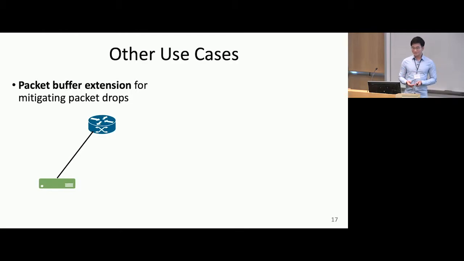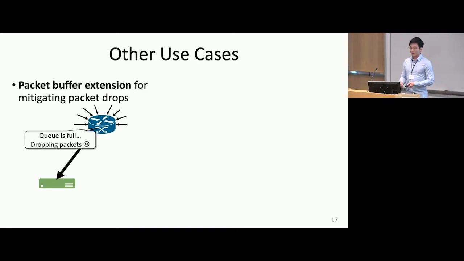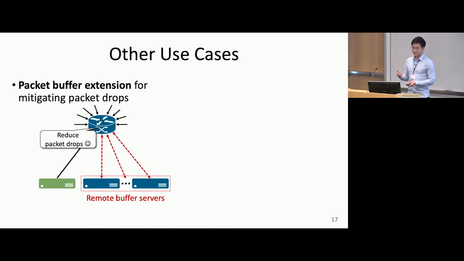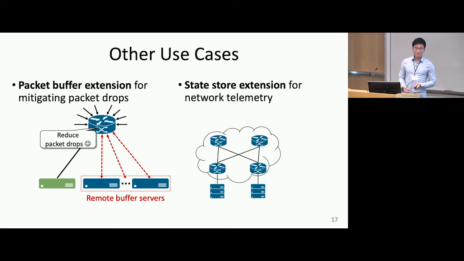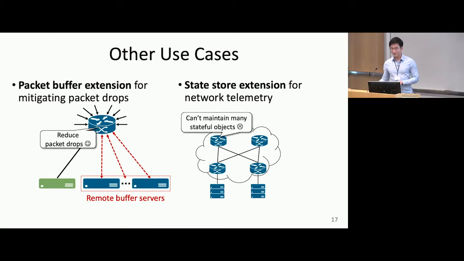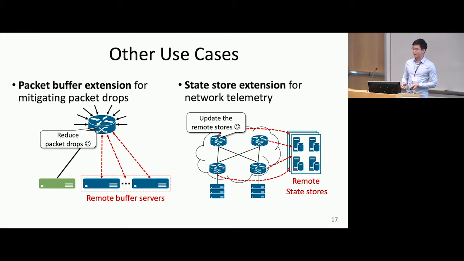As other use cases, we can use packet buffer extension to mitigate packet drops when incast happens by buffering and loading packets from remote packet buffer. Also, with state store extension, we can store flow state information such as per-flow TCP statistics to remote state stores when it needs to maintain a huge amount of information.